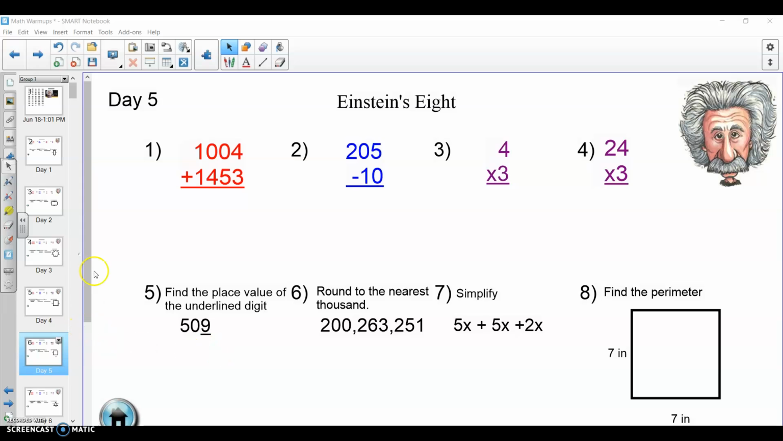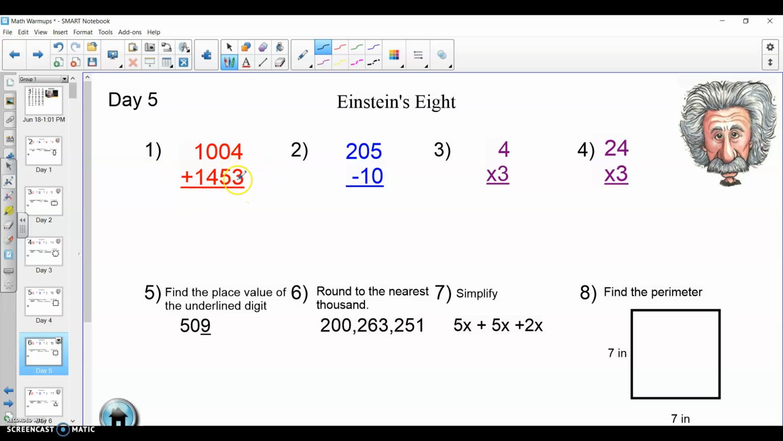All right, day 5 warm-ups. Warm-ups number 5. Here we go. We're going to have addition for number 1, subtraction for number 2, 3, and 4, or multiplication, although 4 is multi-digit. For 5, you're going to find the place value of the underlying digit. 6, round to the nearest thousands. Halloween candy for number 7. And number 8 is perimeter.